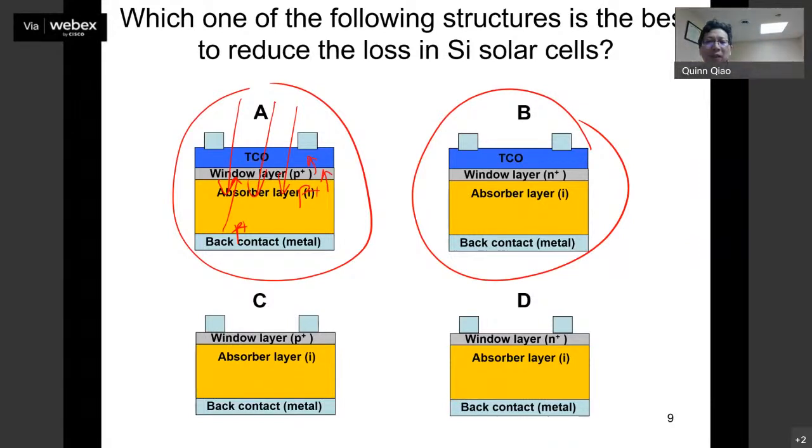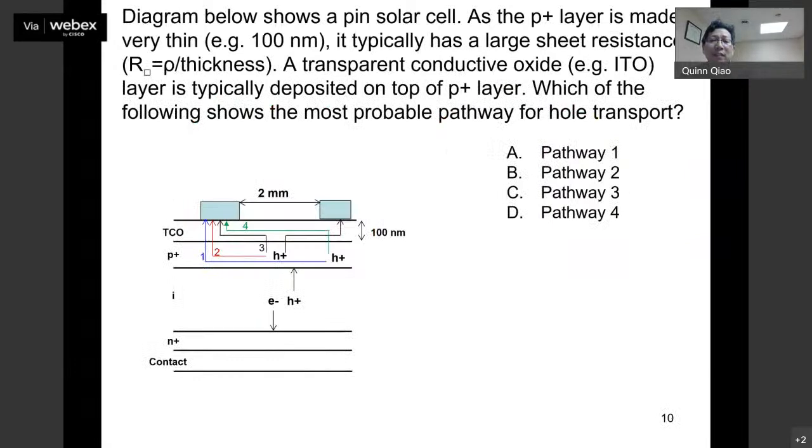So if you look at these questions, basically they ask you, if there's a TCO here, right, and then there's P plus. If you see there's some charge, like a hole, that goes to here. Now there are 1, 2, 3, 4 different possibilities for the hole to transport, right? Since the TCO is called a transparent conductor, it has very high conductivity, right? So when the electron or hole gets there, it's transported immediately, right? So that's typically like a highway, right? Like if you drive, you like to get to the highway as soon as possible, right? So of the 4 different channels, number 3 will be most efficient.